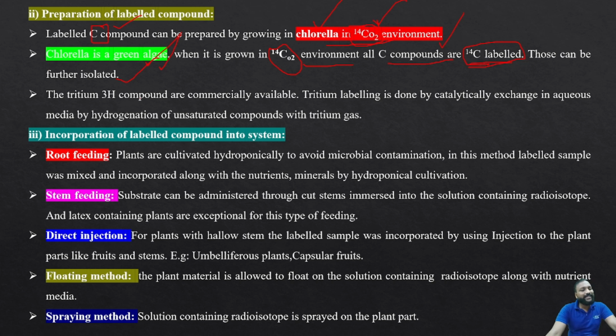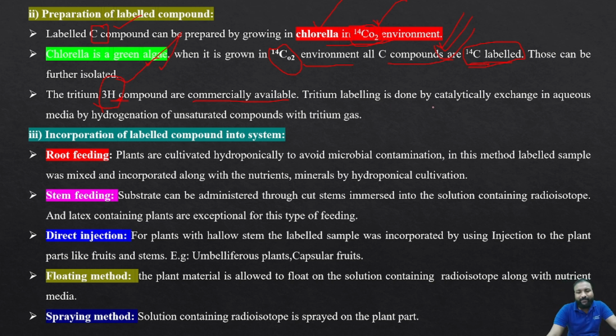Yes, the tritium 3H compounds are commercially available. To label a carbon compound, we should prepare this environment, but for hydrogen itself we have commercial varieties. 3H is tritium, a commercial compound available in the market for labeling such compounds.